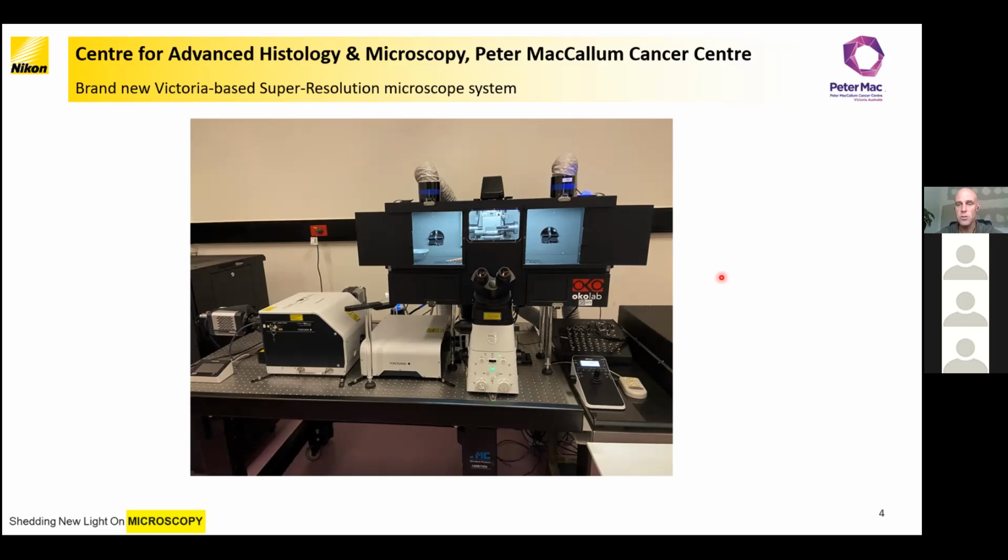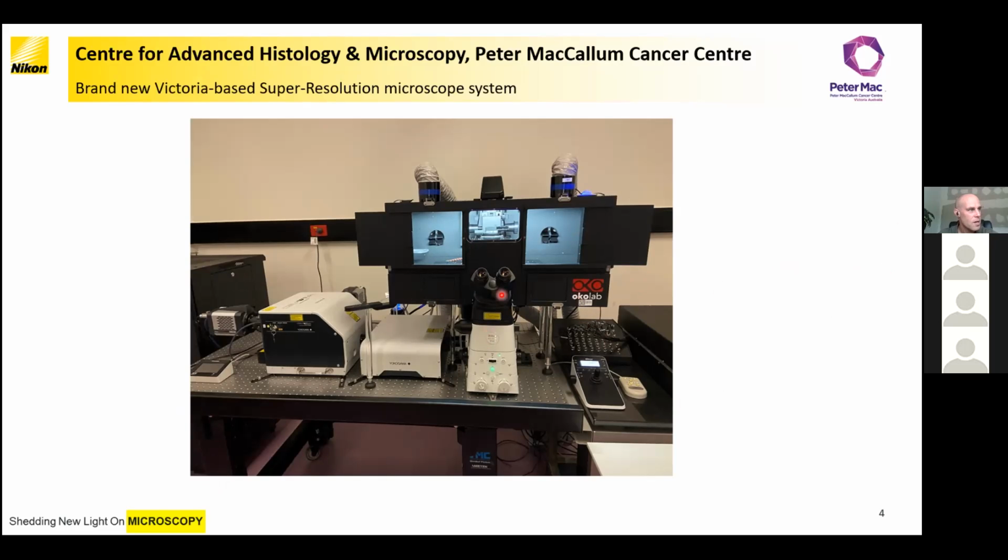Capability-wise, we believe this is the only one of these in the country. And this is an image of Paul's system that I actually took when I was down imaging on it yesterday. It's a super easy instrument to use. Even I can use it, which is a great thing to say. And if I can just give you a very quick rundown of what we're looking at with this system.